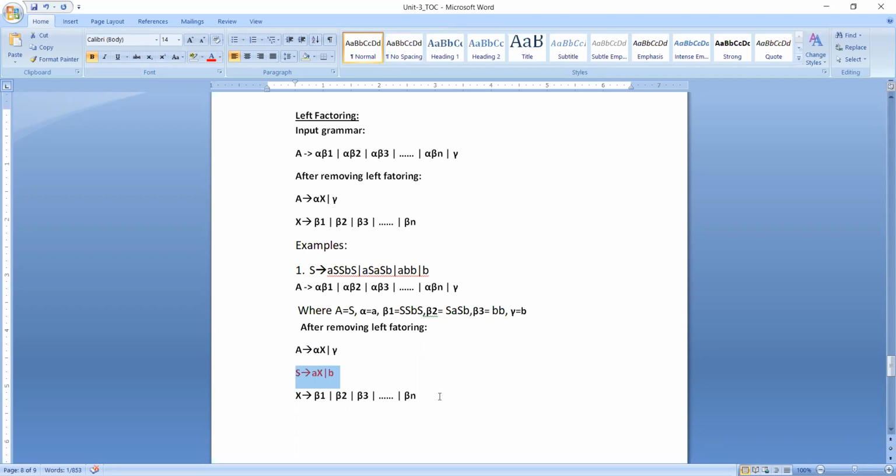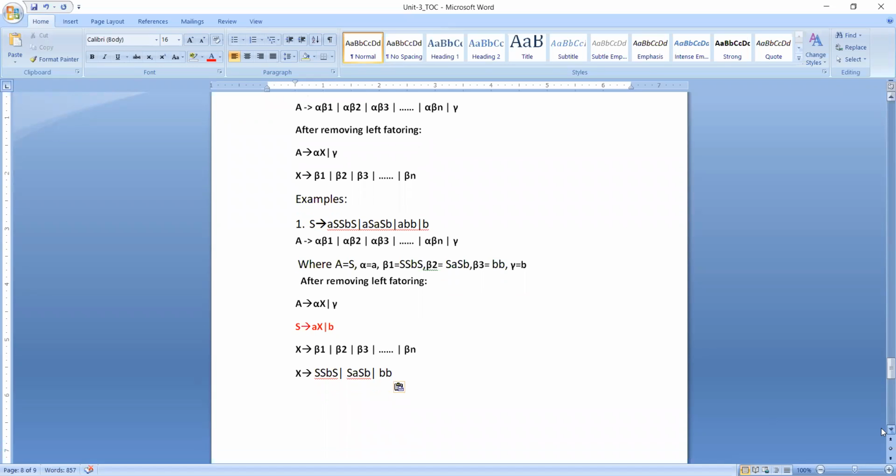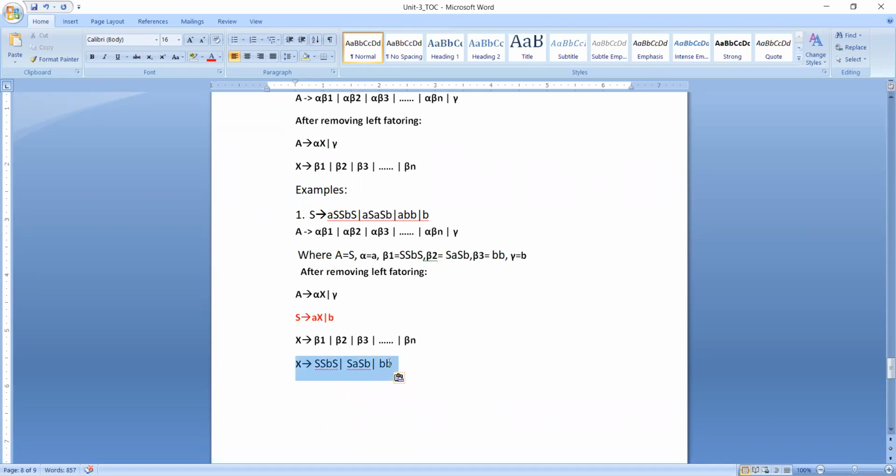Then we need to specify the X productions. What are the X productions? Beta 1 or beta 2 and so on. What is beta 1 here? Capital S, small b, capital S. This is the first, beta 1 production. What is beta 2? This is the beta 2 production. Next, what is the third one? This is beta 3, bb. Beta 3 is bb. Now this is what we got. Now this is our second production.